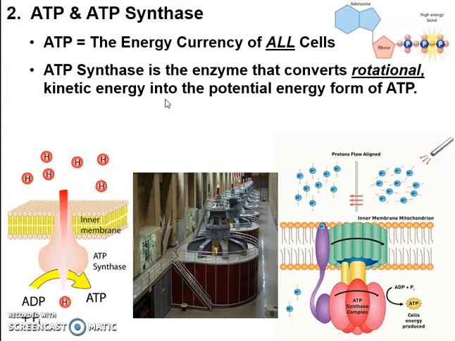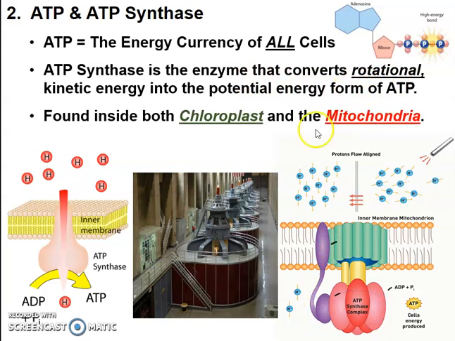We are going to make use of an enzyme called ATP synthase. Now, this same enzyme is in either chloroplast or mitochondria. They have the exact same enzyme in those two different organelles. And what ATP synthase does is, again, it's an enzyme, it's going to convert what we call rotational kinetic energy into the potential energy form of ATP. And as I've already said, it's found in both the chloroplast and the mitochondria.